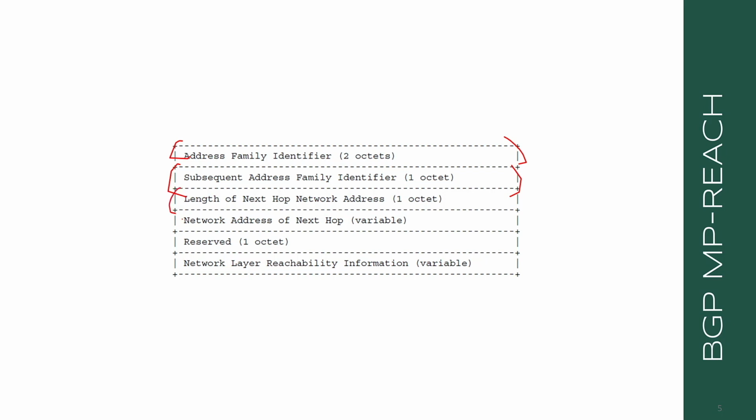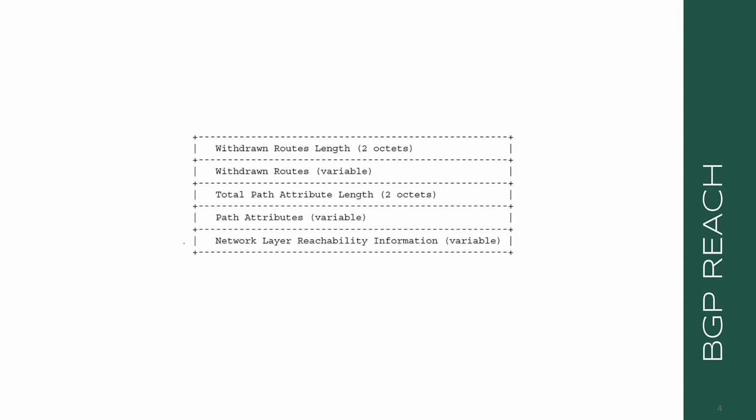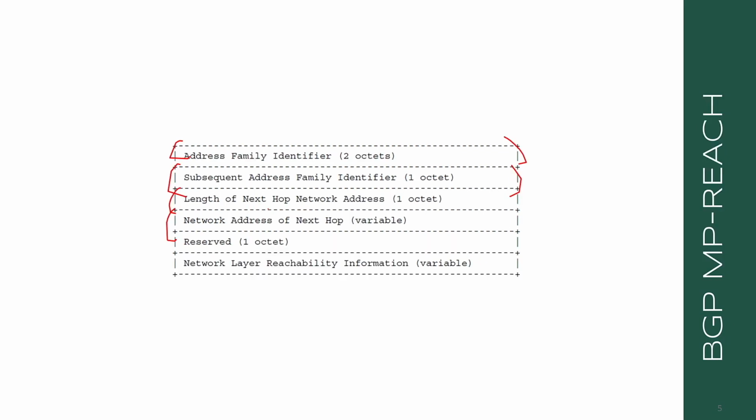The length of the next hop and the network next hop are now placed separately from my path attributes. Why? Because it could be that I'm using a different address family for my next hop. For instance, I could be using IPv4 next hops in an IPv6 NLRI, or the other way around. So this allows me to have different kinds of next hops. And I have this reserved 1 octet, and then I have my NLRIs again that allow me to have all of those attributes above carried in the same place.